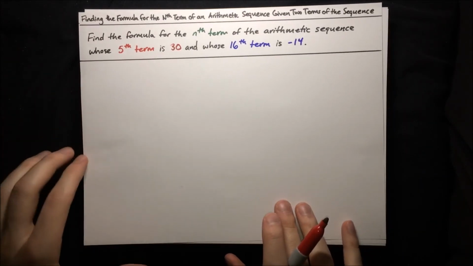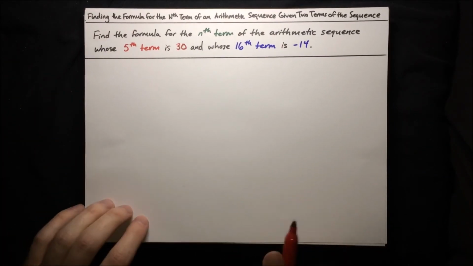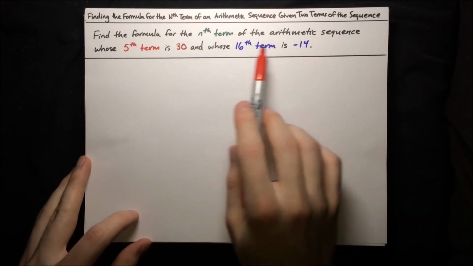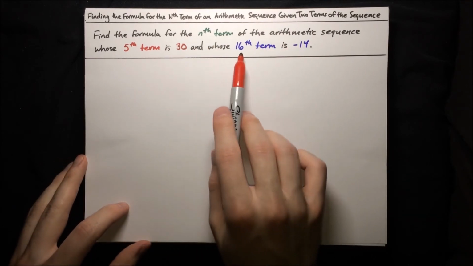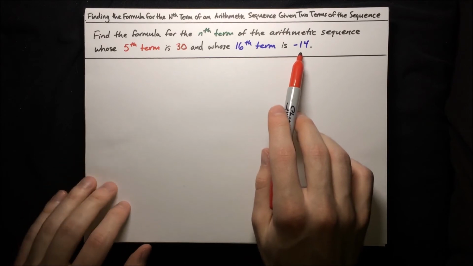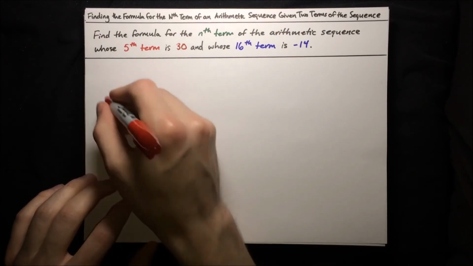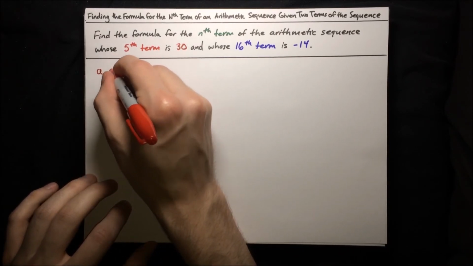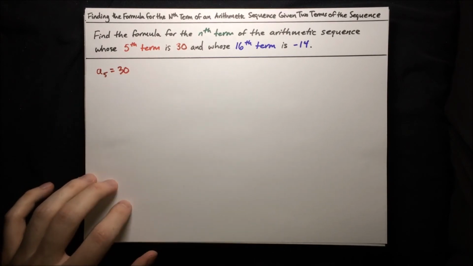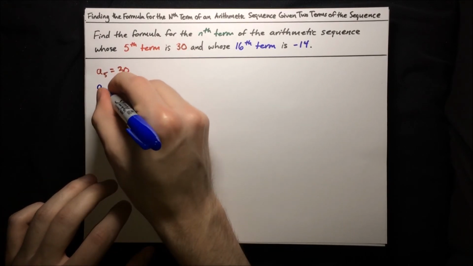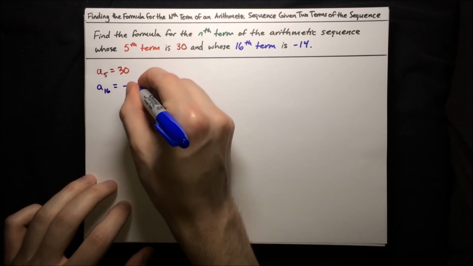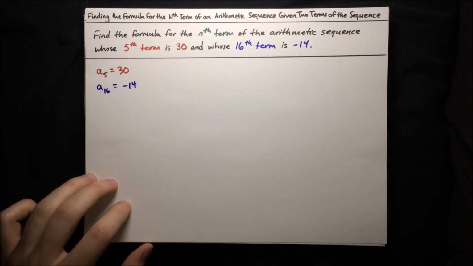Here's the final example. We want to find the formula for the nth term of the arithmetic sequence whose fifth term is 30 and whose 16th term is negative 14. Again, let's just write down our information here. a5 equals 30, and also a16 is equal to negative 14. And we want to find the nth term.